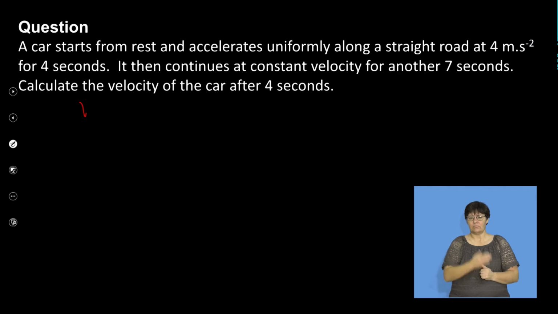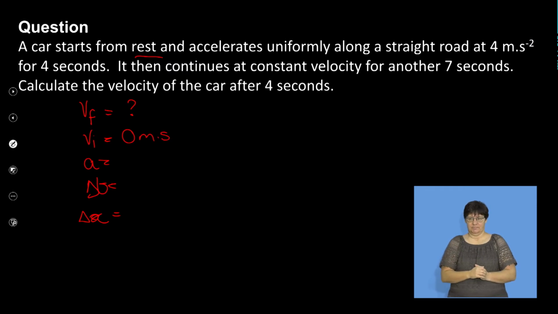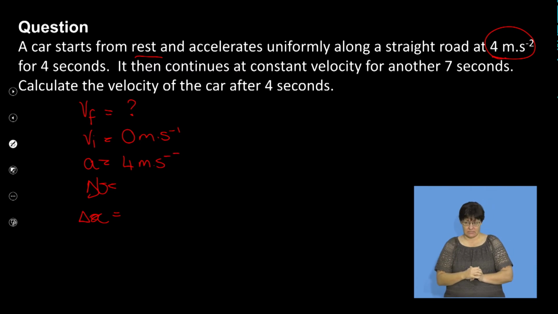We know that we're going to do this. So we have our list. Okay, Vf is what we're looking for. Vi, they started from rest, so it's 0. They told me it accelerates at 4 meters per second squared, and it does that for 4 seconds. That's the first part, okay? It then continues the second part.